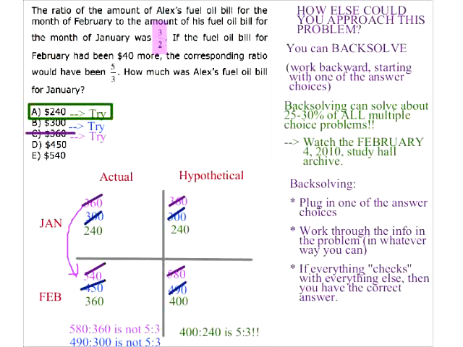Now, let's talk about a couple of comments about backsolving. The first comment is this. There are two questions that people asked about backsolving. The first question is this one.